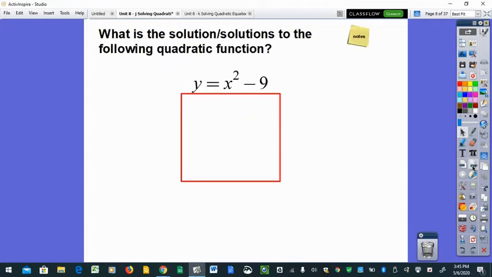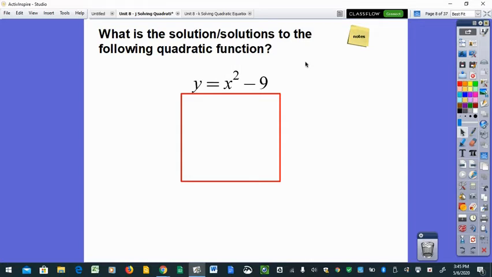So let's start with this one. This is a quadratic equation. It has an input and an output, an x and a y. And we want to know what are the solutions. We're not looking for the vertex now. We are looking for where this parabola crosses the x-axis.